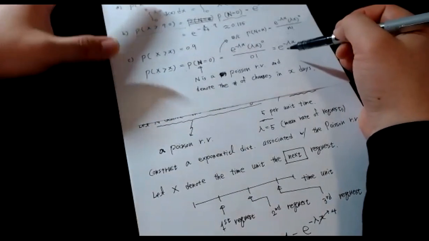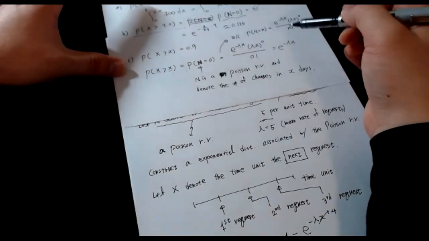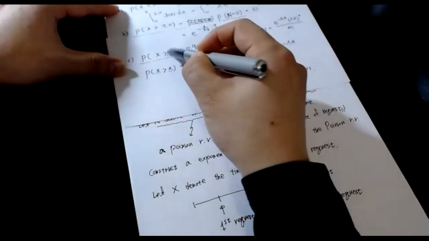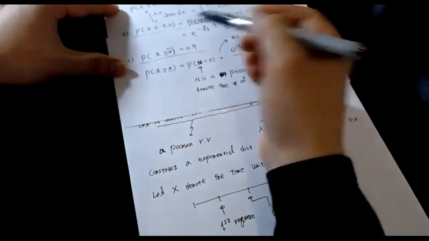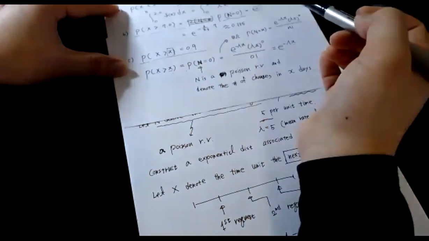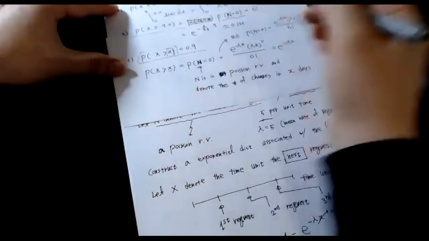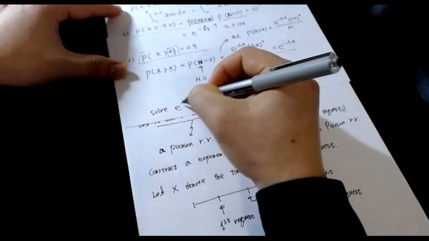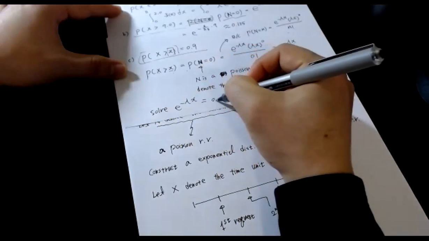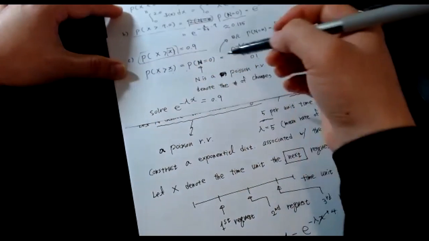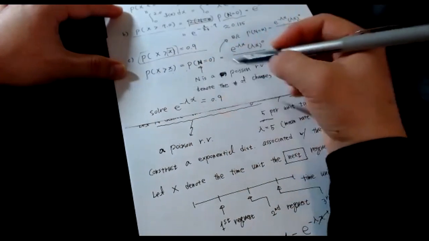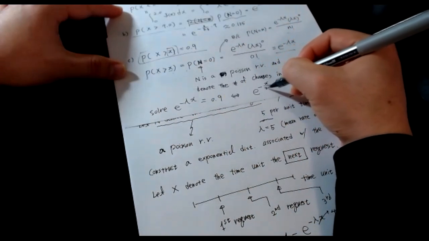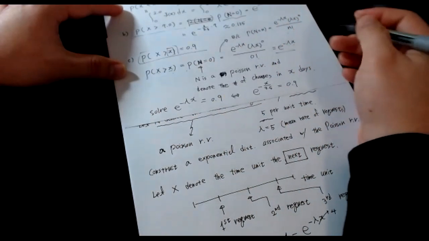So back to here. C is: what is the time of next change that is exceeded with a probability of 90%? So we want to find the time where that probability equals 0.9. But this is equal to e to the negative lambda x. So we have to solve e to the negative lambda x equals 0.9. And what is lambda? 1 over 3.5. So this is equivalent to e to the negative x over 3.5 equals 0.9.